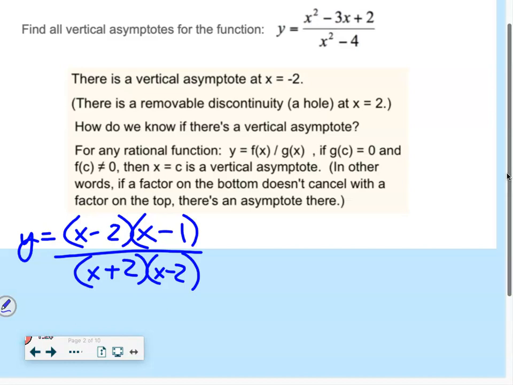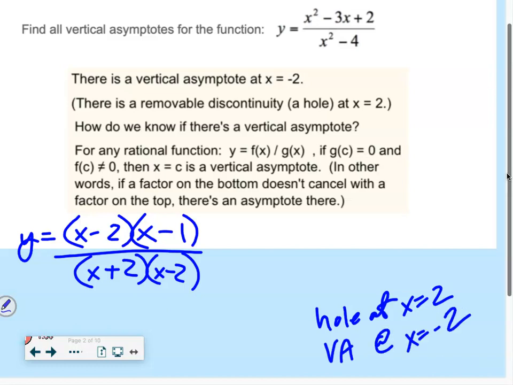So for this problem, we would have a hole at x equals 2, and we'd have a vertical asymptote at x equals negative 2. So that's the actual answer. Not getting it right doesn't bother me a bit. Here's the thing that you got to watch out for.